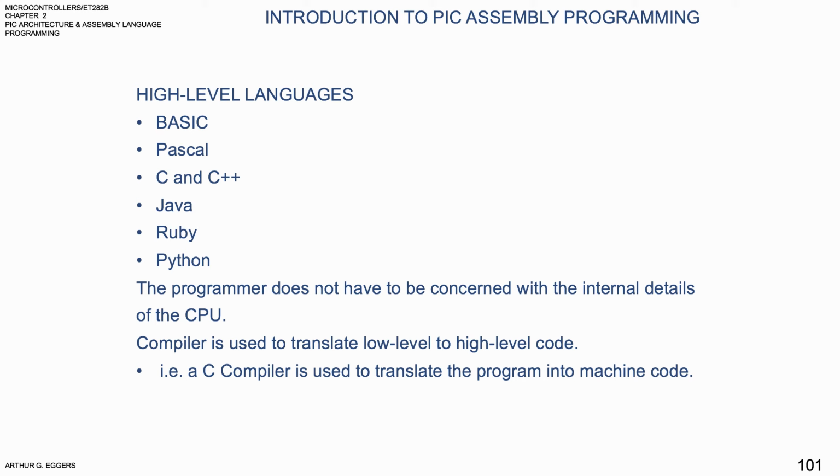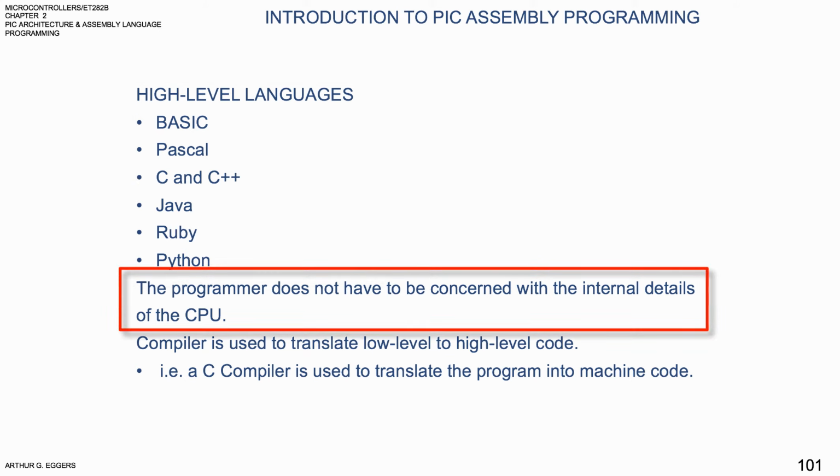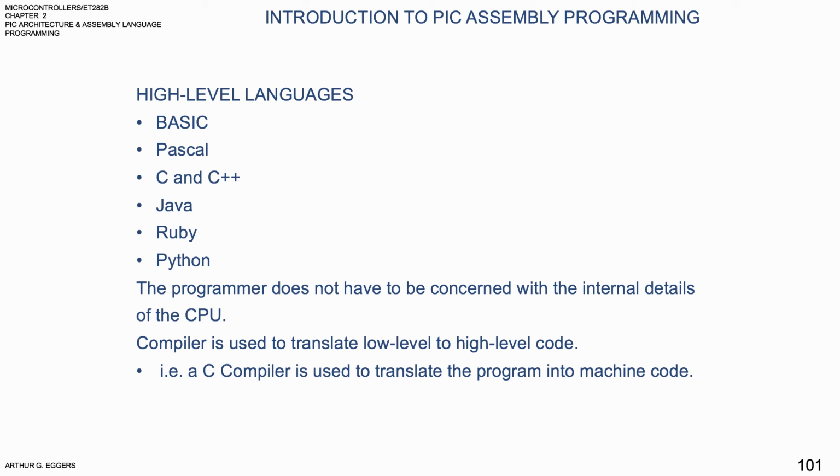Today, one can use many different programming languages such as BASIC, Pascal, C and C++, Java, and numerous others. These languages are called high-level languages because the programmer does not have to be concerned with the internal details of the CPU, whereas an assembler is used to translate an assembly language program into a machine code, sometimes called an object code, an opcode, or an operations code.